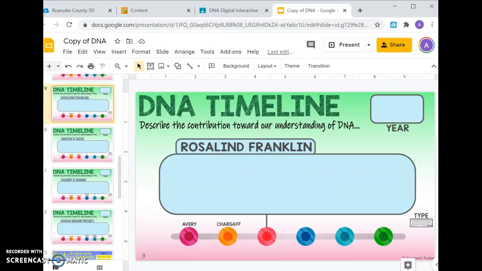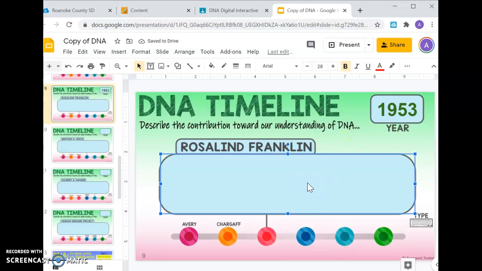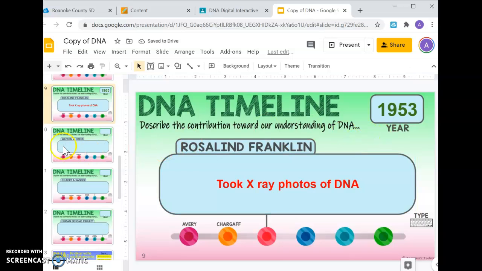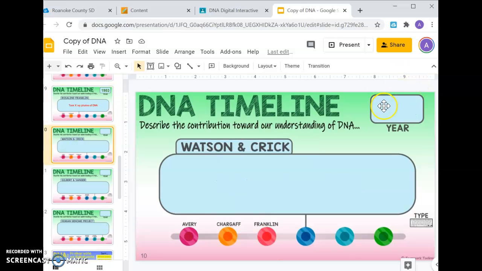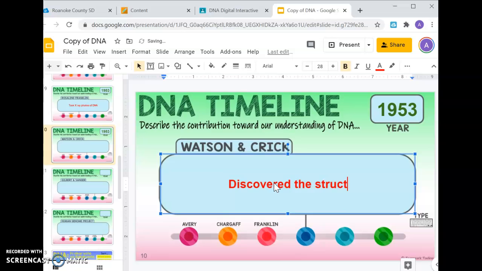All right, next we come to Rosalind Franklin. Rosalind Franklin was 1953. All right, and she was the lady who took X-ray photographs of DNA. And those photos were taken by her boss and brought to the next 2 guys, Watson and Crick, in the same year, 1953. And Watson and Crick were the 2 guys who discovered the structure of DNA, and they won the Nobel Prize for that. So, discovered the structure of DNA. Okay.